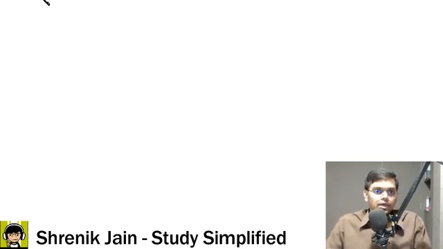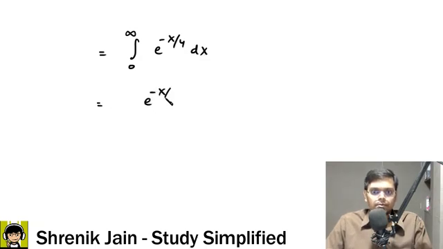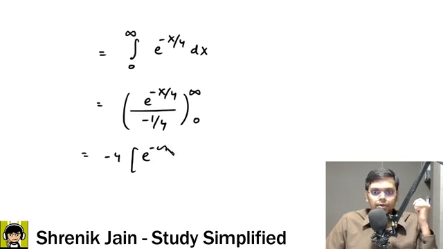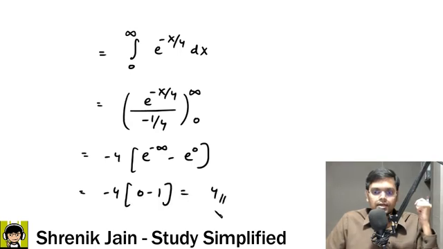Okay, so integral 0 to infinity e to the power minus x by 4 dx. So this is equal to e to the power minus x by 4 divided by minus 1 by 4, upper limit infinity, lower limit 0. Minus 4 can be taken outside. E to the power minus infinity minus e to the power 0. Sir, minus 4 into 0 minus 1. Yes, the answer is 4.